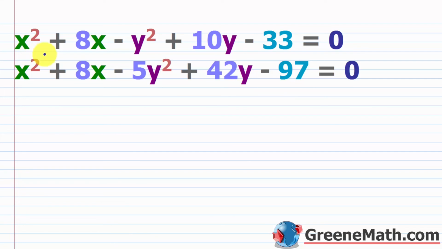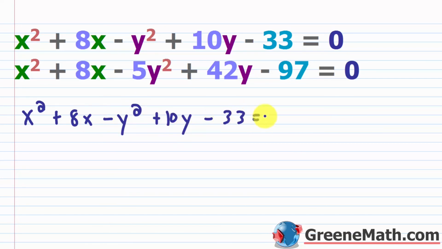So I have x squared plus 8x minus y squared plus 10y minus 33 equals 0, and x squared plus 8x minus 5y squared plus 42y minus 97 equals 0. Notice how these have the same x terms, okay? So what I can do here is start by multiplying this bottom equation by negative 1. Let me copy the top one: x squared plus 8x minus y squared plus 10y minus 33 equals 0.